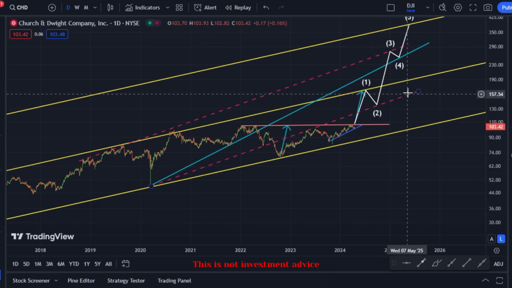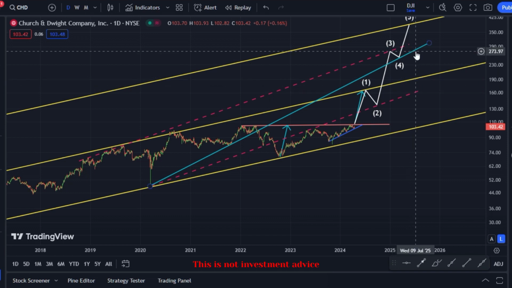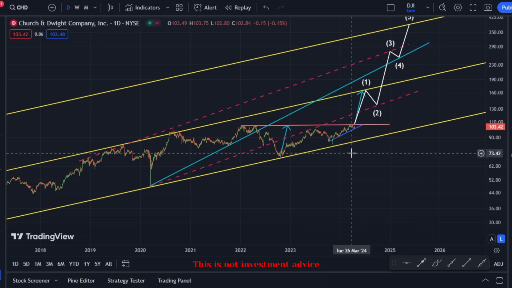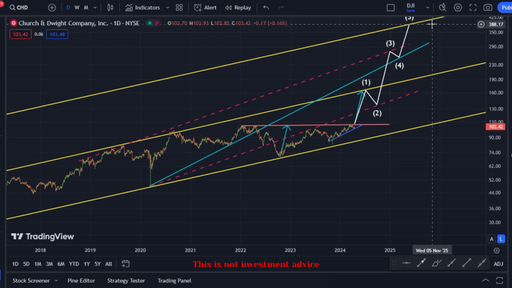Let's now look at the levels. 165, then 275, and then 385, which is the resistance of our historical channel. Our analysis is complete here.